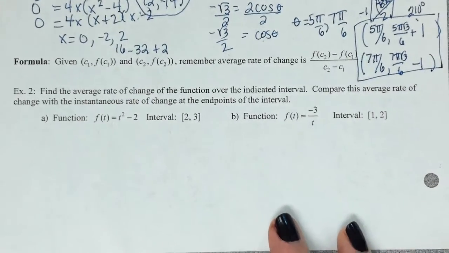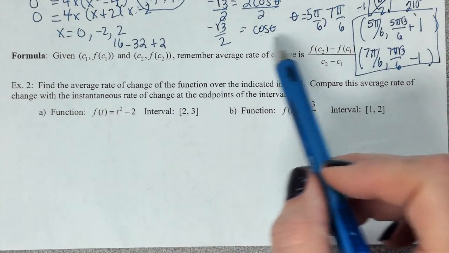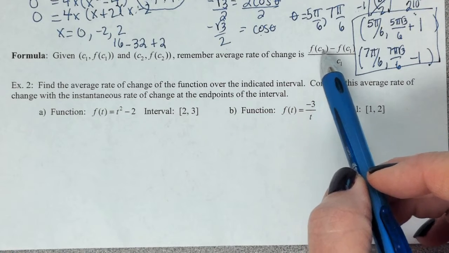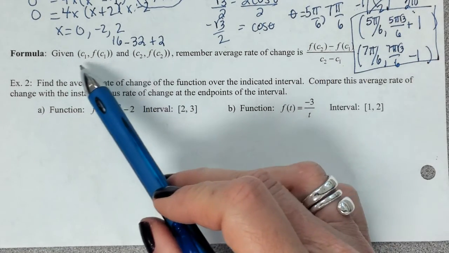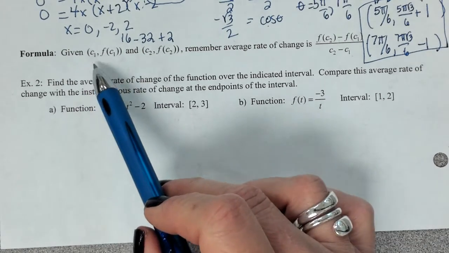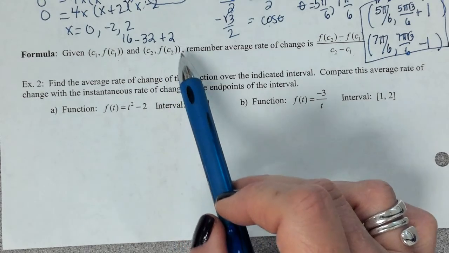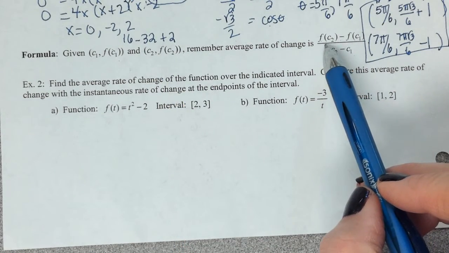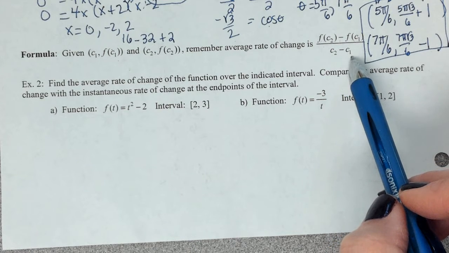Okay, next, average rate of change. Average rate of change is always just going to be y minus y over x minus x. They're saying that if it's written like this, where we have c sub 1, f of c sub 1, c sub 2, comma, f of c sub 2, that's just going to be our second y minus our first y over our second x minus our first x.